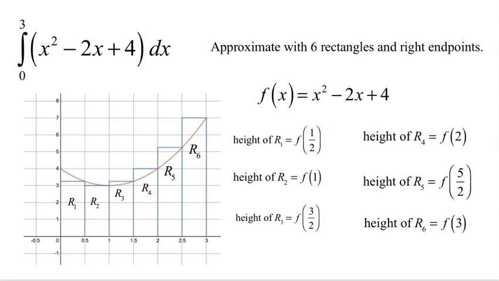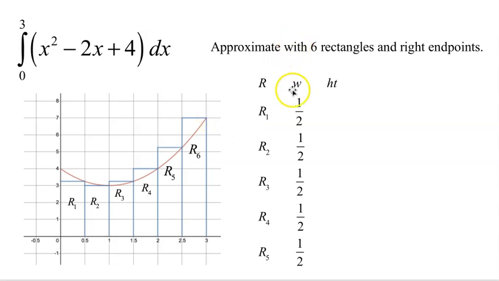So I want to make a table of values that's going to look at what again? Every width is 1/2. b minus a over n, 3 minus 0 over 6. The width of each of these rectangles is 1/2. Original width is 3 divided into 6 pieces. Each rectangle is 1/2. Rectangle 1, his height is f of 1/2. Rectangle 2, f of 1. Rectangle 3, f of 1.5. Rectangle 4, f of 2. Rectangle 5, f of 2.5. Rectangle 6, f of 3.